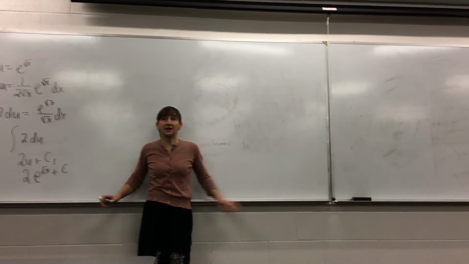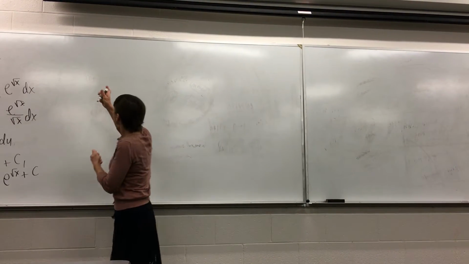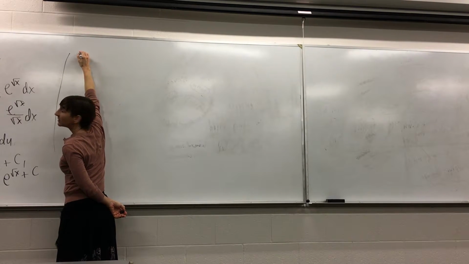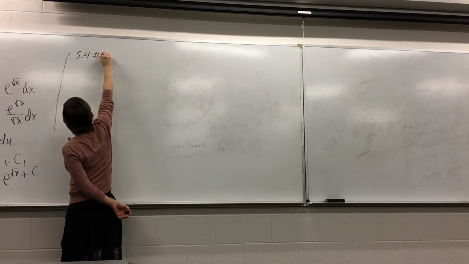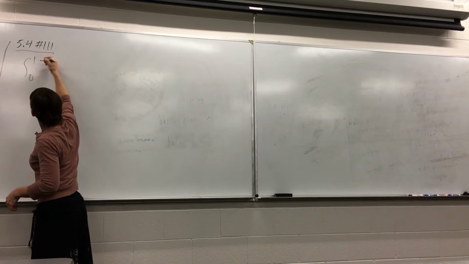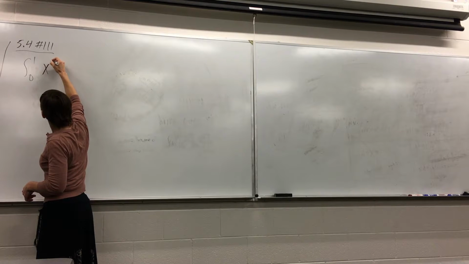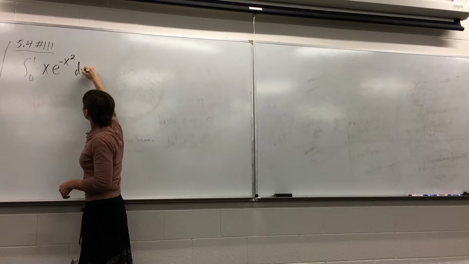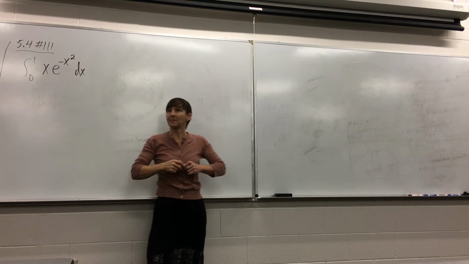Can we do number 11 now? Somebody tell me what section it is. Number 111, section 5.4. It's the integral from 0 to 1 of x times e to the negative x squared dx. That one, you sub.